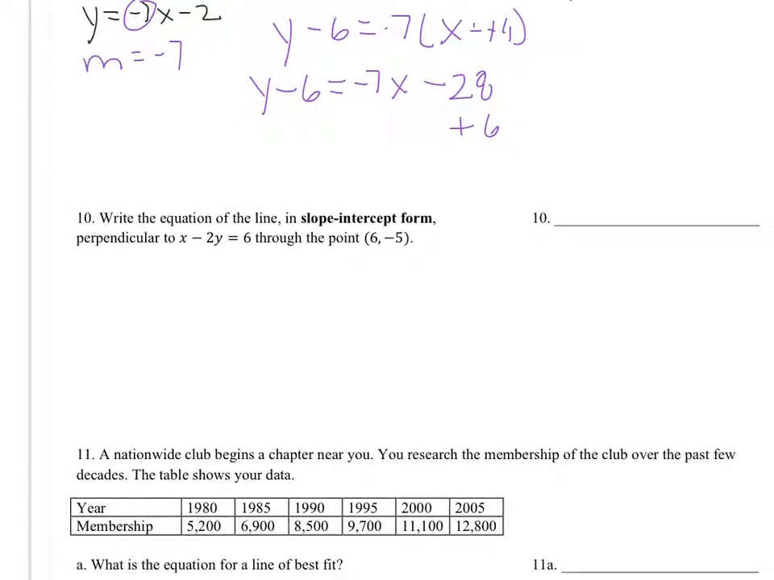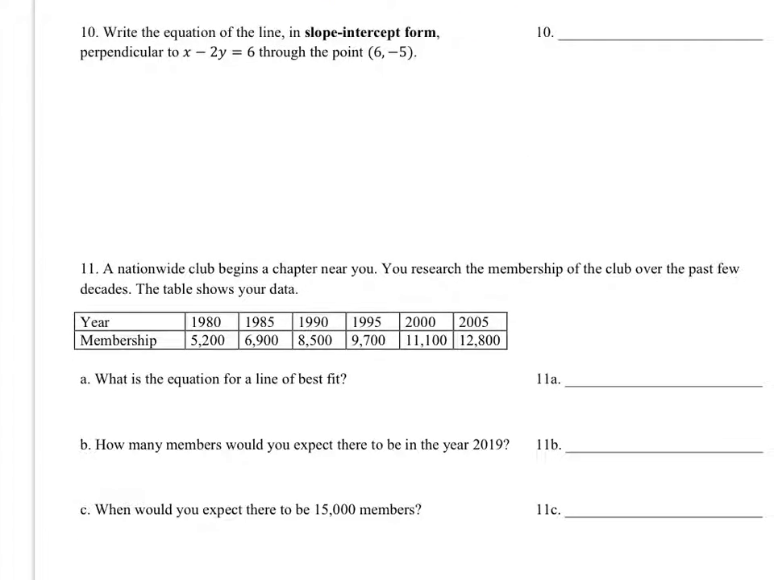So it's kind of like the same thing from the last one, except it's perpendicular to. So if I'm going to first solve for y, I'm going to subtract my x: negative 2y is equal to negative x plus 6. Divide by negative 2. Remember, everything has to be divided by negative 2. So my original equation that I want perpendicular to, negative over negative becomes a positive, is this.